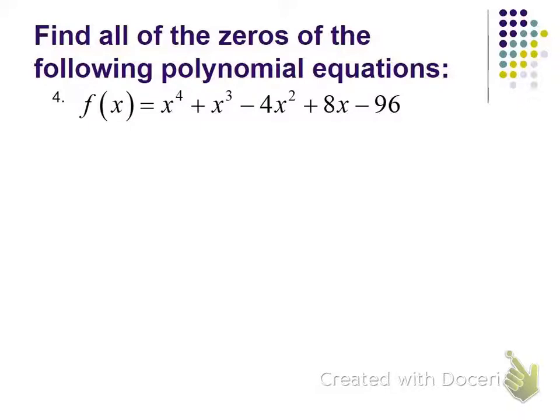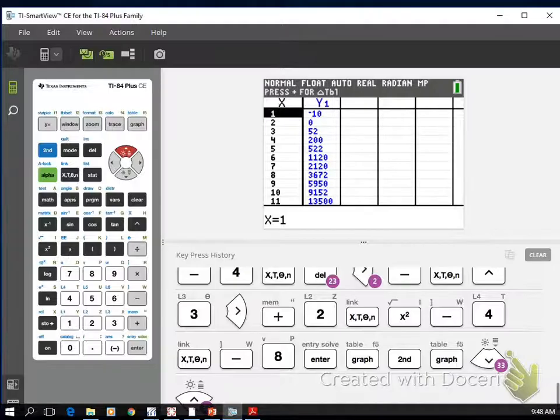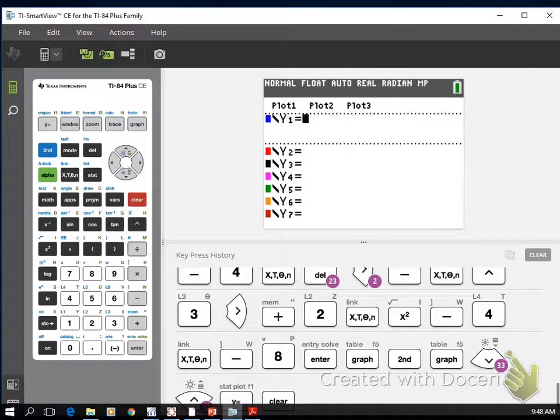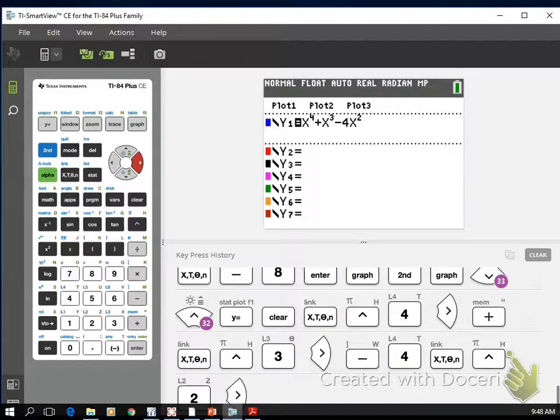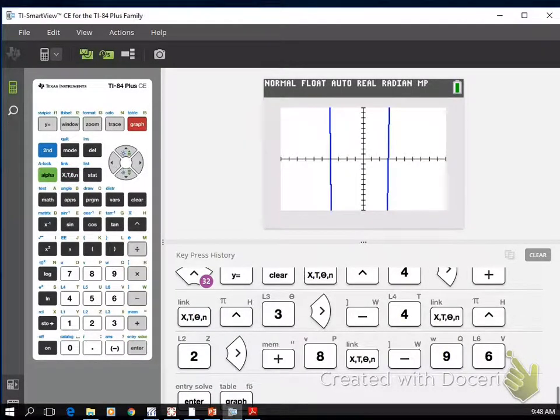Okay. So let's type this into our calculator. So we've got x to the 4th, I better arrow over, then plus x to the 3rd, then arrow over, then minus 4x squared, plus 8x minus 96. Then we hit enter and graph, and your graph should look like, whoa.